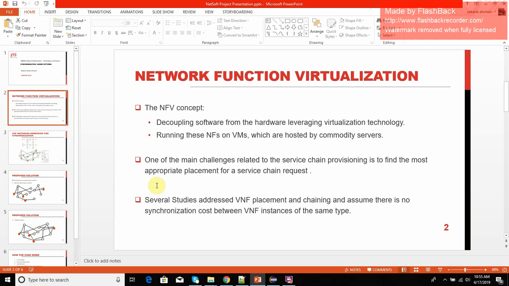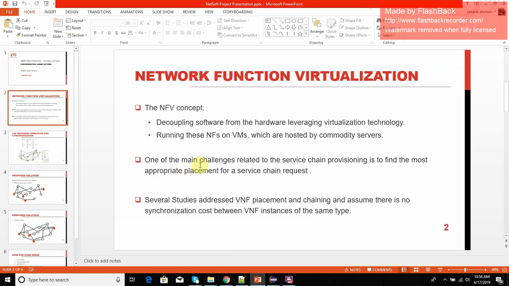Network function virtualization. The concept is to decouple software from the hardware, leveraging virtualization technology. These VNFs basically run on virtual machines which are hosted by commodity servers, in what is called a virtual network function. Therefore, network function virtualization is considered a way to decrease cost and accelerate service deployment for network operators.